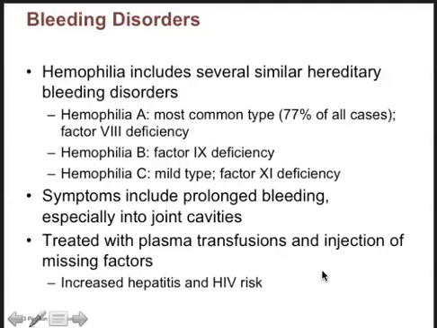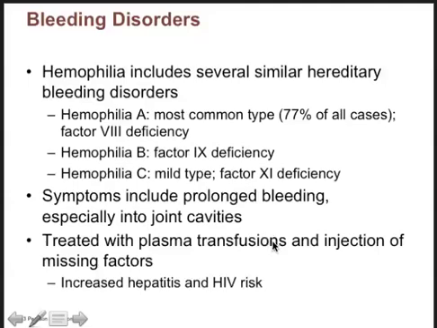What are some of the risks here? Increased risk of hepatitis and increased risk of HIV. What is hepatitis? It's an inflammation of the liver, often due to a viral infection. And HIV stands for human immunodeficiency virus, and this is the agent of AIDS, which is the acronym for acquired immune deficiency syndrome. And essentially what happens here is that we leave ourselves open now for viral attack as a result of having these problems with these disorders, these bleeding deficiencies.